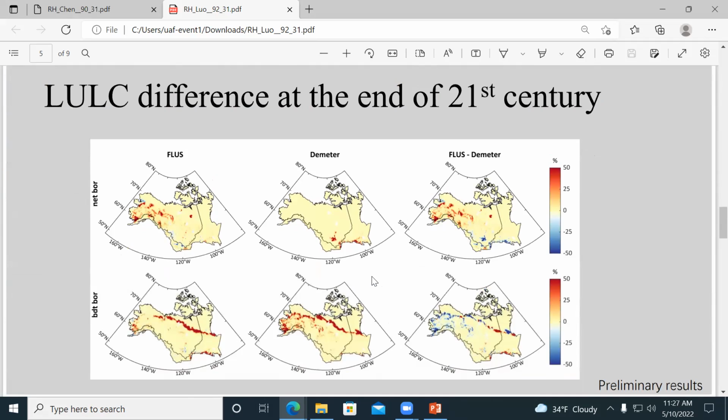And here are several of the most evident examples of the differences in the LULCC data by the end of the 21st century, produced with two different models with the same GCAM input. The first two columns show the results from FLAS and Demeter respectively, and the third column shows their difference. Let's focus on their difference. We see FLAS and Demeter produce spatial distributions of needle-leaf evergreen boreal forest and broadleaf deciduous boreal forest that don't match with each other.